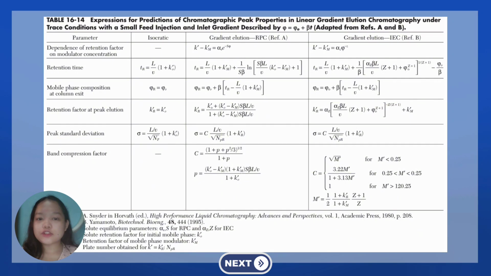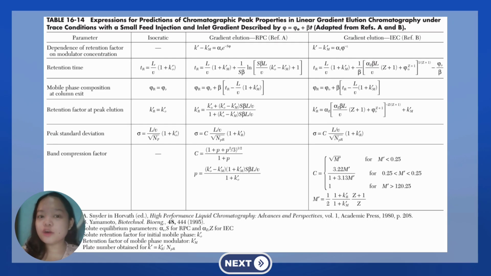First is the retention time. In isocratic mode, retention time is steady and predictable. In gradient modes, retention time changes as the mobile phase changes. In IEC, it's influenced by the salt gradient and how strongly the solute interacts in the column.